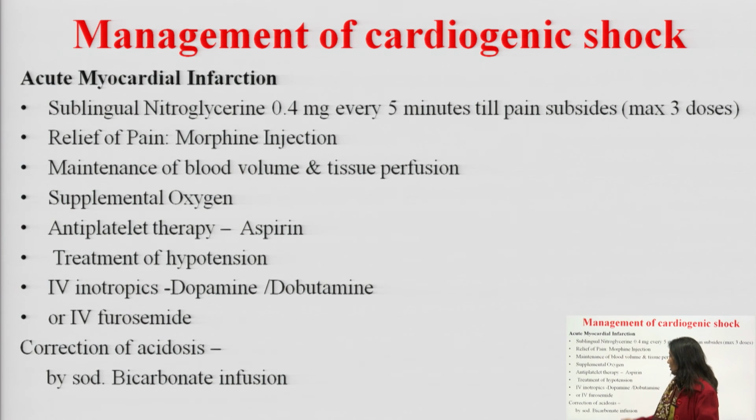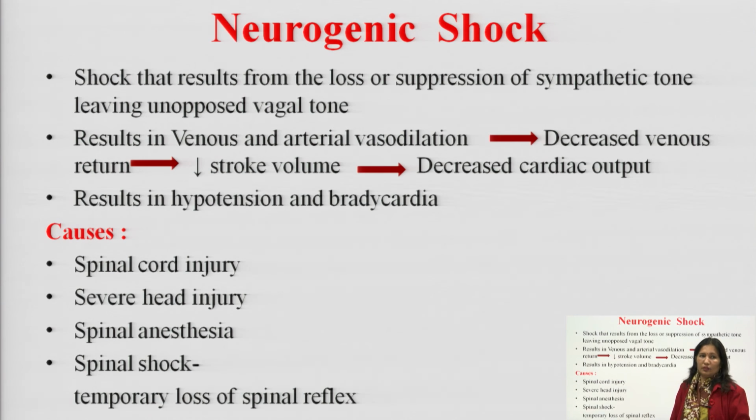the clot, thrombus. For treatment of the hypotension, we give inotropes that increase the contractility, like dopamine and dobutamine, also intravenous furosemide to maintain the blood volume. Correction of acidosis is done by sodium bicarbonate infusion.